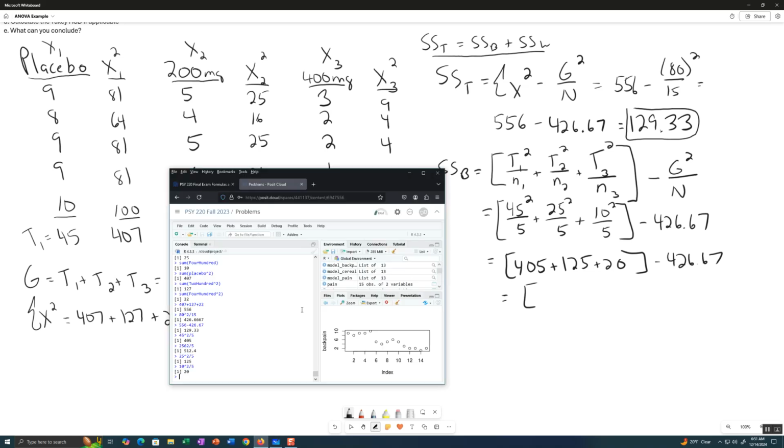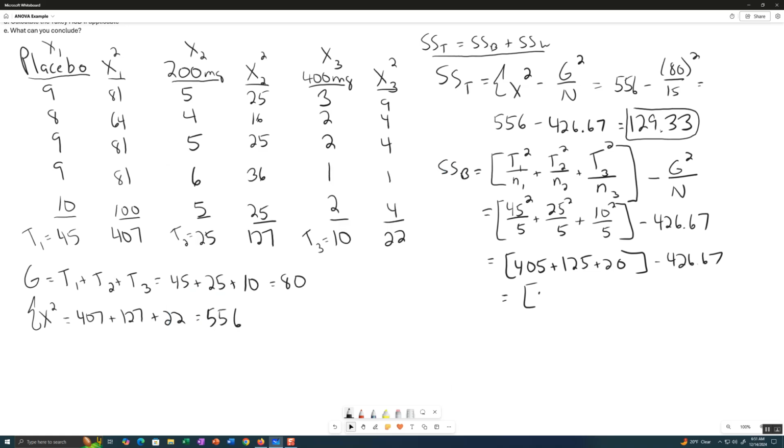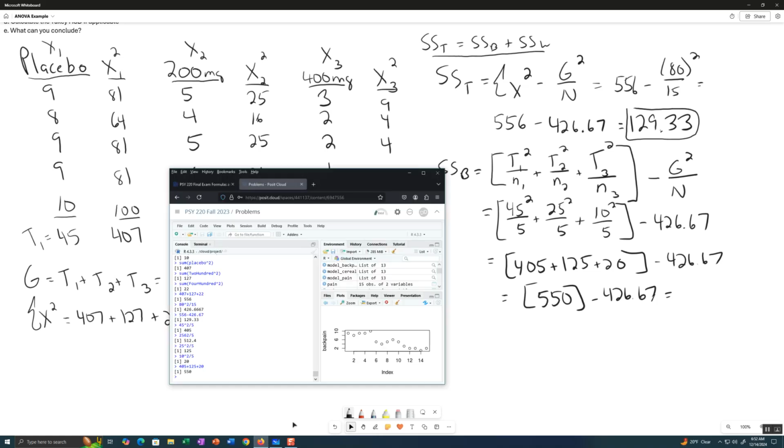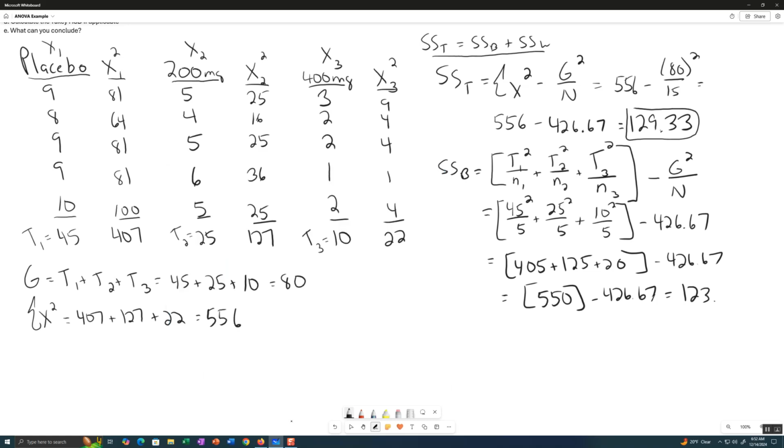Let's double check. 550 minus 426.67. So what's that going to give us? 123.33, and that is your sum of squares between.